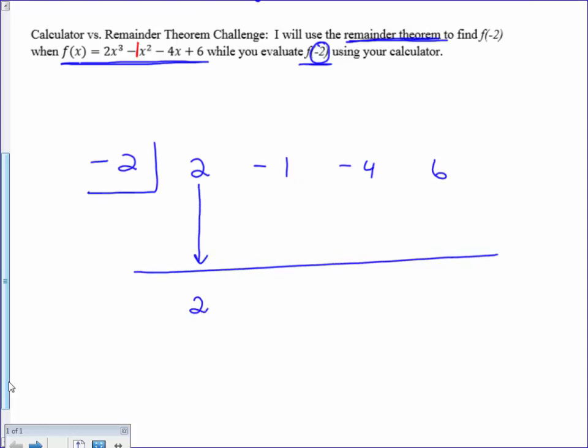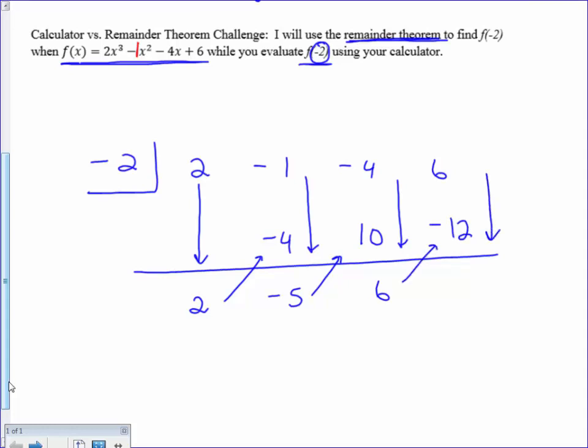Okay, and then from here, multiply your negative 2 by your 2. So that's negative 4. Add these down. That would be negative 5. Multiply the negative 5 by the negative 2 in the box. That would be 10. Add these down. That would be 6. And then multiply the 6 by the negative 2. That would be negative 12, and then add down, and there was negative 6.